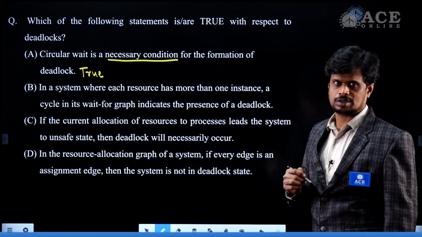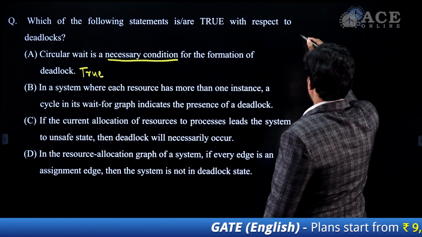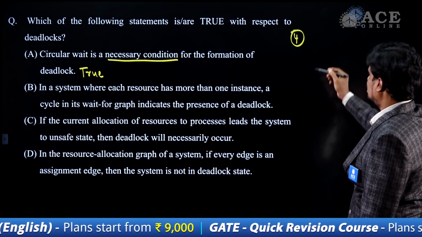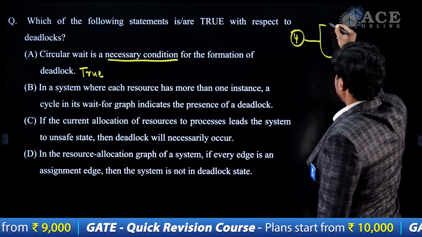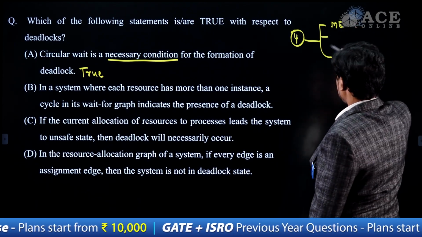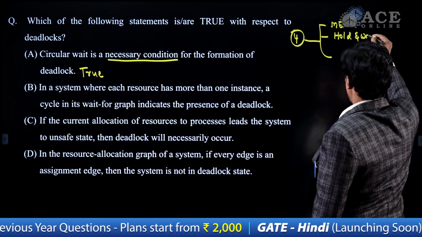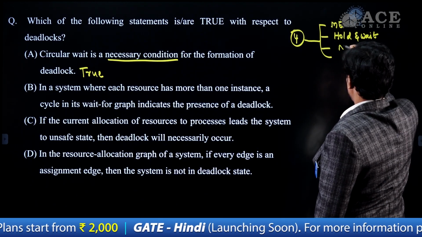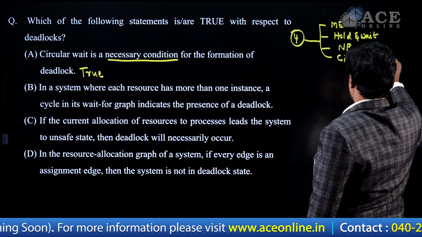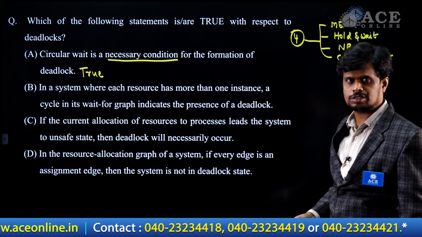It is a necessary condition. Then what are the other necessary conditions for occurrence of deadlock we have in the system? There are 4 necessary conditions for occurrence of deadlock in the system. What are the 4 necessary conditions we have? The first one is mutual exclusion. Next one is hold and wait. And the next one is no preemption. And the next one is circular wait. So these are the 4 necessary conditions for occurrence of deadlock in the system.